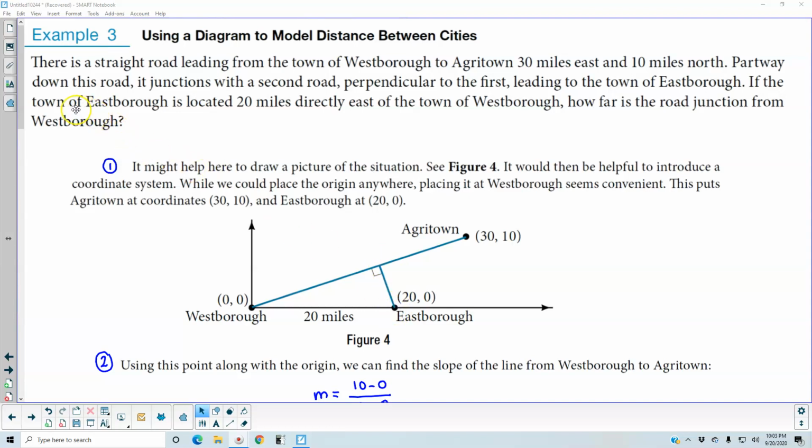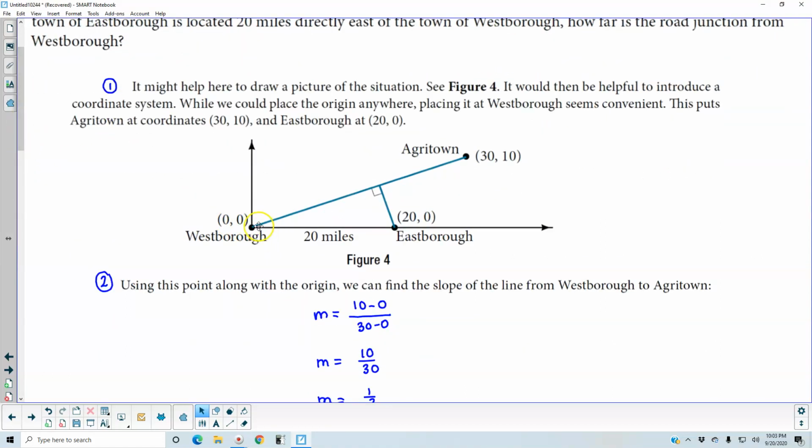Now, if the town of Eastboro is located 20 miles directly east of the town of Westboro, we need to figure out how far the road junction is from Westboro. So now that we have our picture, you can see that we started at (0, 0), there's (20, 0), and there's (30, 10). So using the origin, we can find the slope of the line from Westboro to Agratown.